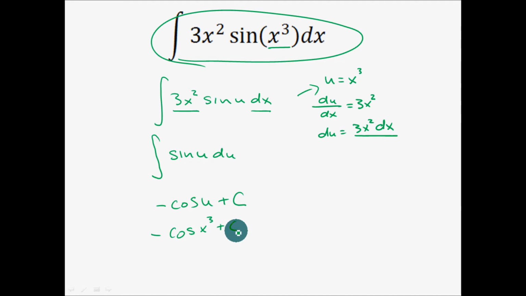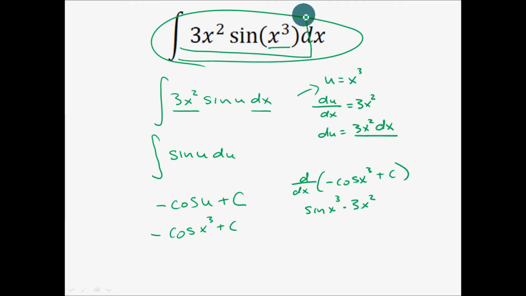And if we ever want to double check our work to see that we took the antiderivative correctly, let's look at our answer and take the derivative. So let's take the derivative of negative cosine x cubed plus c. The derivative of negative cosine is going to be positive sine x cubed, but then we got chain rule, right? So this is sine of some junk, so I got to multiply by the derivative of that junk, 3x squared, and then the derivative of a constant is 0. So I have sine of x cubed times 3x squared. Perfect, right? Okay, let's do another example.